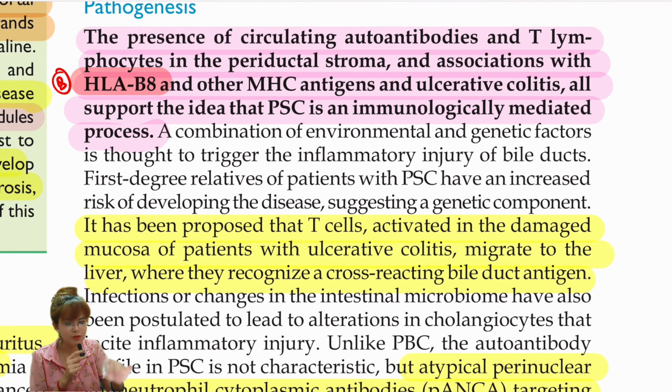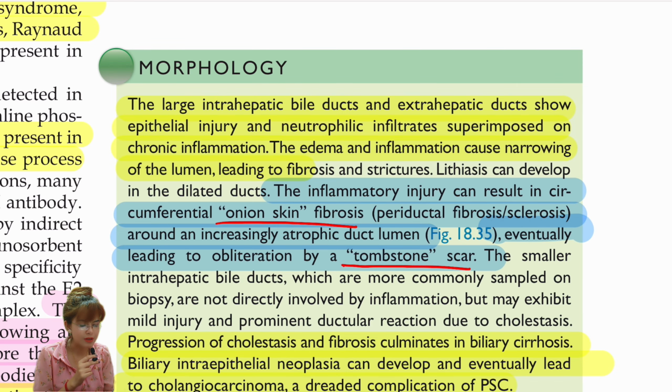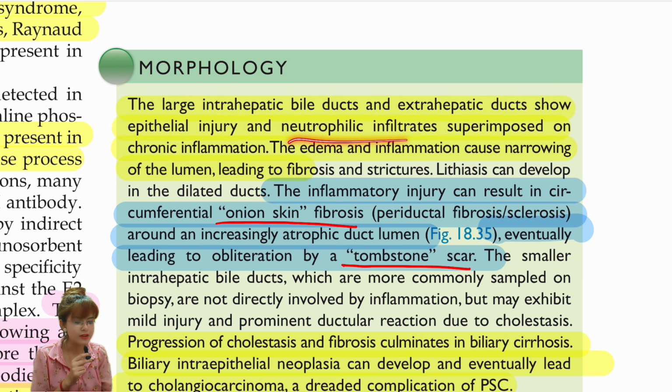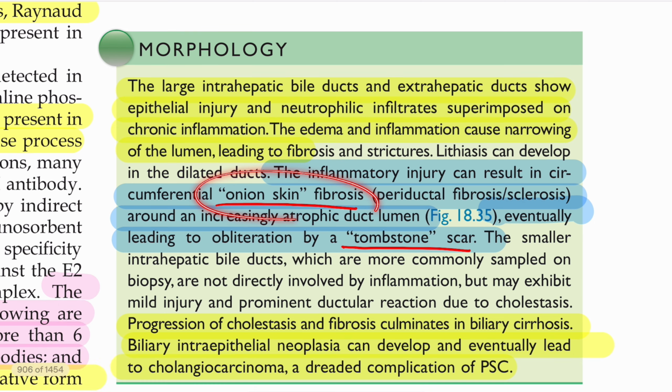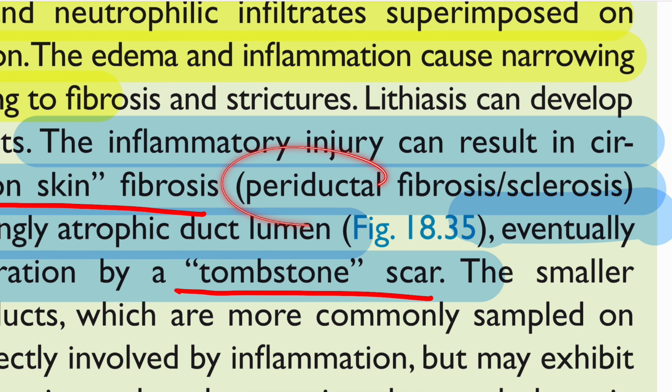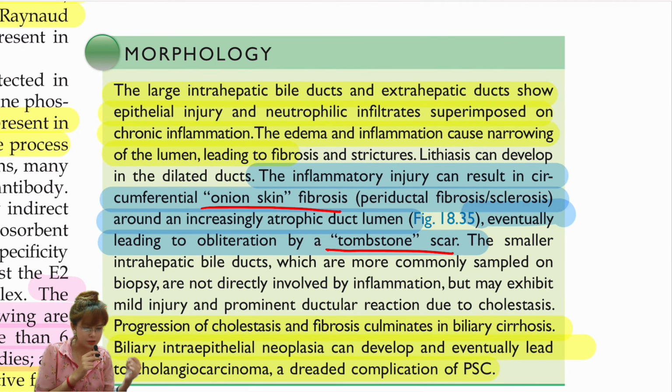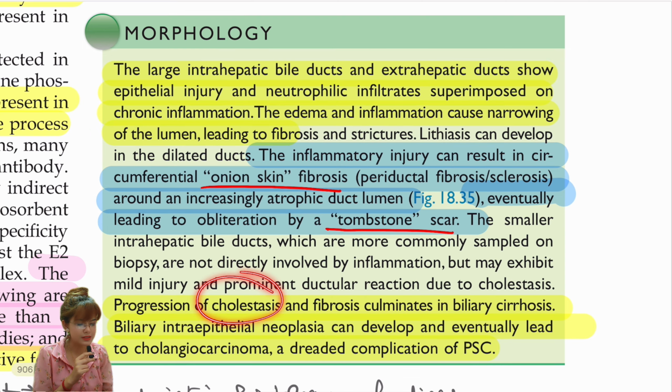And now if you talk about the pathogenesis, then what's happening here is that the intrahepatic bile duct and extrahepatic duct show epithelial injury, neutrophilic infiltrates, and ultimately they cause fibrosis and narrowing and stricture of the lumen. And this fibrosis is basically onion skin fibrosis, which is the periductal fibrosis. So even in the question, if you get the word periductal fibrosis, it is still going to be the correct option. And yes, you have the tombstone scar ultimately. Progression of cholestasis and fibrosis culminates in biliary cirrhosis. Biliary intraepithelial neoplasia can develop and eventually lead to cholangiocarcinoma, a rare complication of PSC.